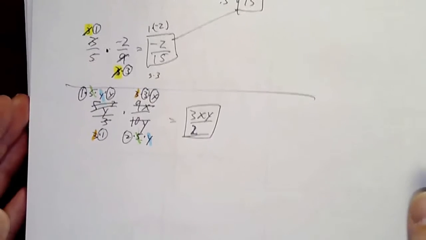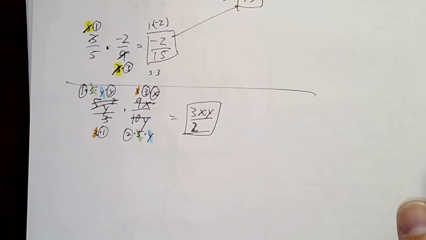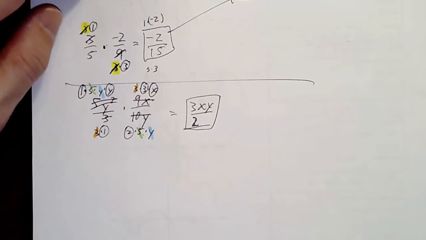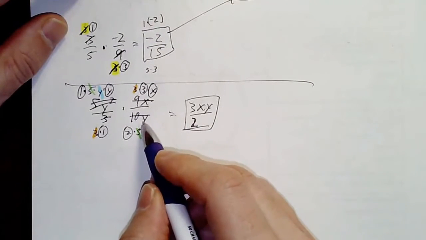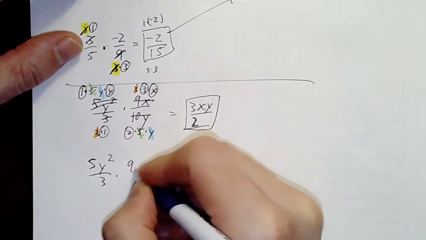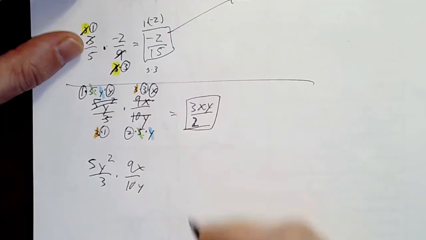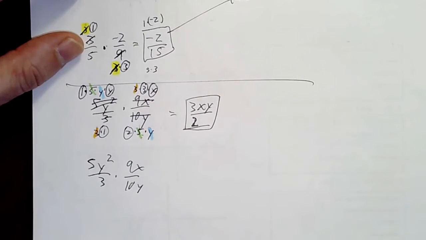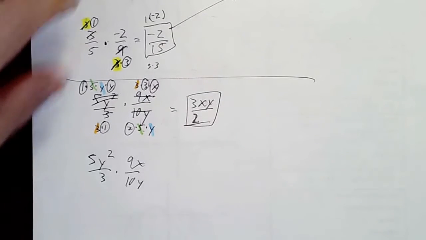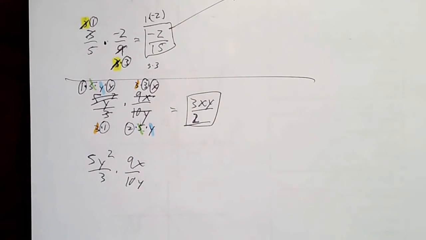Now really quickly, to make things mathematically equivalent, we want to incorporate our knowledge about not being able to divide by 0. So coming back over here, let me rewrite this: 5y squared divided by 3 times 9x divided by 10y. I am never allowed to divide by 0. It is called an undefined location.